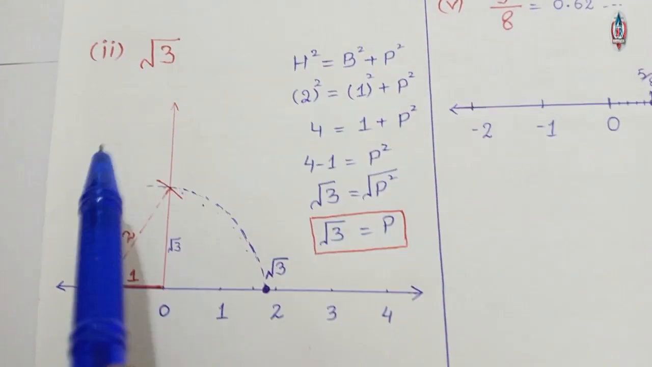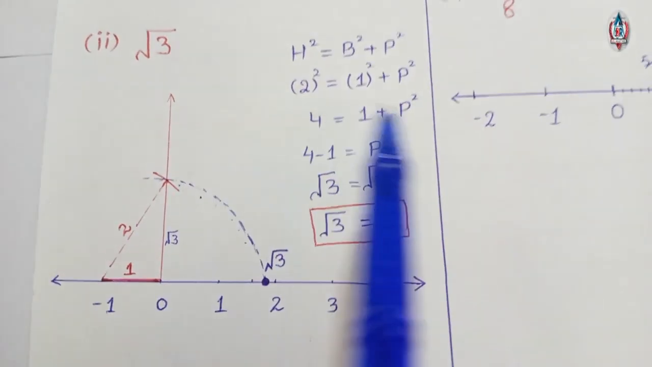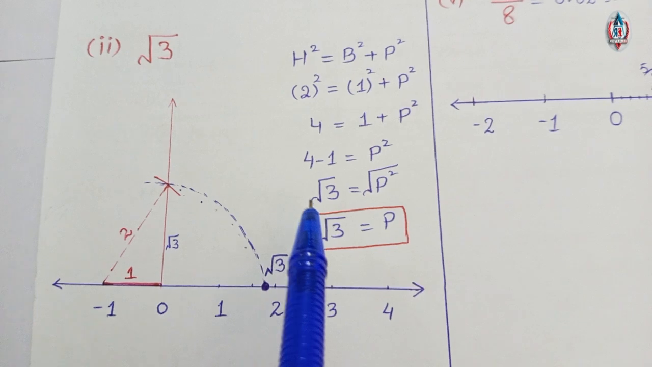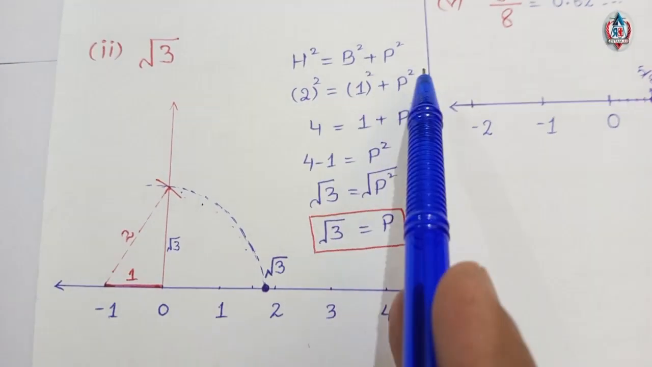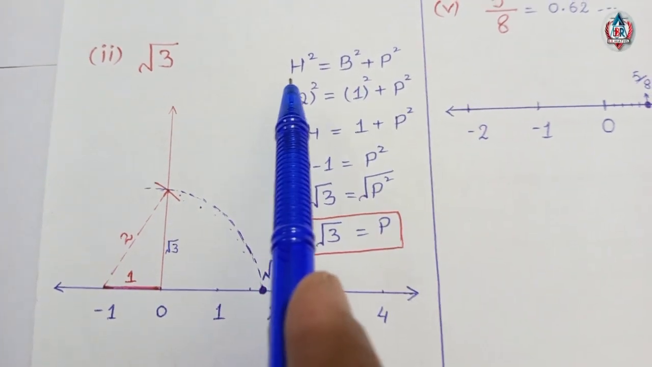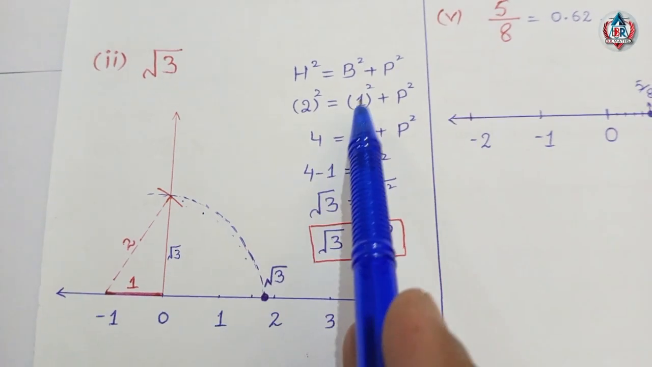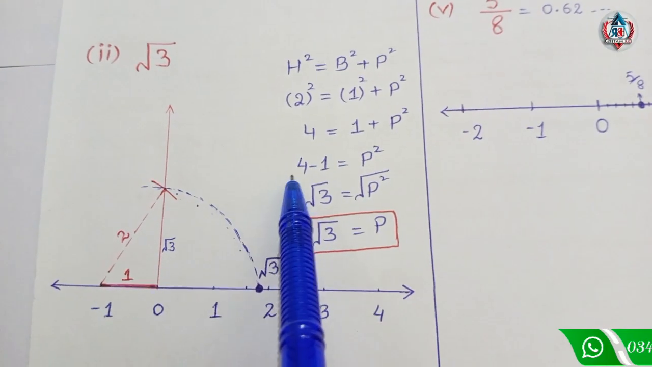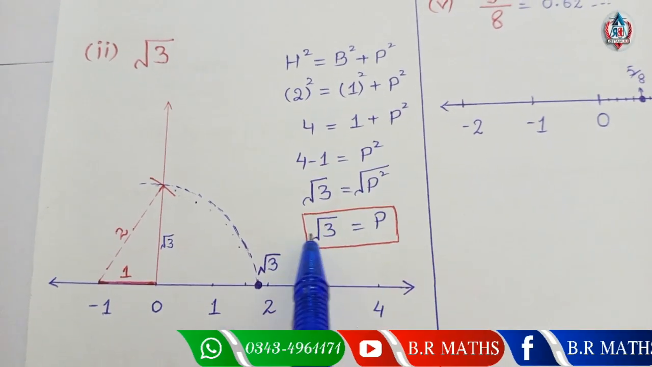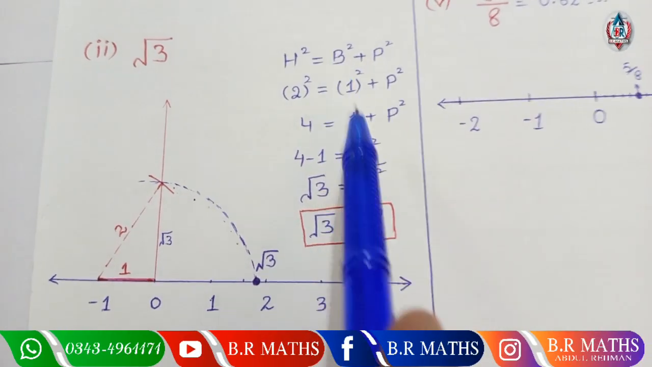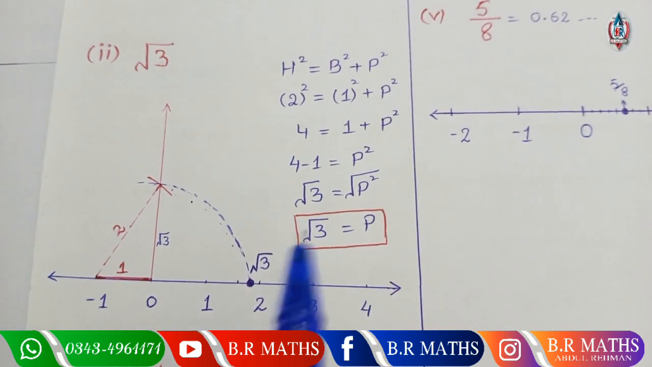Students, next part is square root 3. This is also just like the first part. According to the right triangle pattern, apply the Pythagorean theorem: hypotenuse squared is equal to base squared plus perpendicular squared. If the hypotenuse is 2 and the base is 1, then 2 squared is 4, and 1 squared is 1, so it becomes 4 minus 1, which is 3. Taking the square root, the perpendicular is square root 3. So according to this calculation, construct a right triangle in which the hypotenuse is 2 and the base is 1.